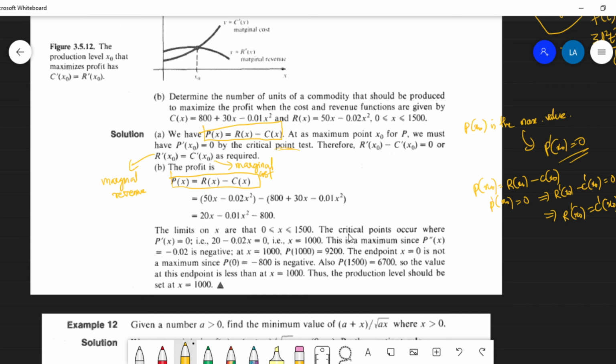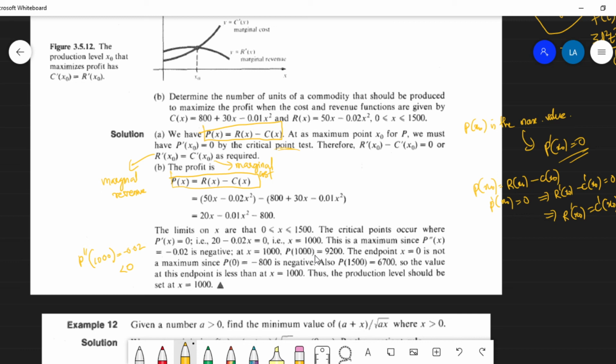Okay. Then you have to look at whether this critical point is a maximum point. For that, you find the double derivative of P of x. P double dash of x will be minus 0.02. That will always be a negative number. And since it is always negative, at x is equal to 1000, P double dash of 1000 will also be equal to minus 0.02 because it is a constant number. So that is always strictly less than 0. So that will be a local maximum point.